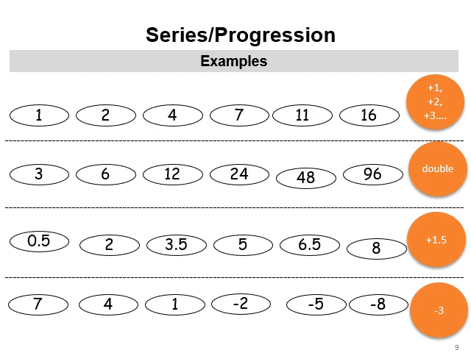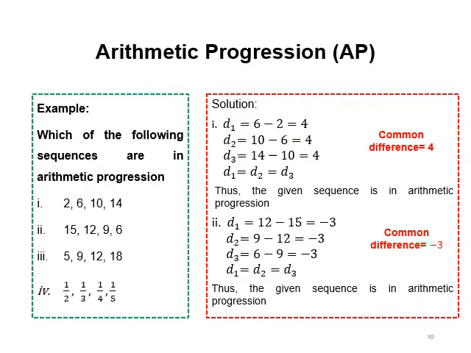The last example: 4 minus 7, minus 3. 1 minus 4, minus 3. Minus 1, 2 minus 1, minus 3. Oh, the difference is minus 3. So this is arithmetic progression. Now more examples on arithmetic progression. First let's see how we can know whether this is an arithmetic progression or not.